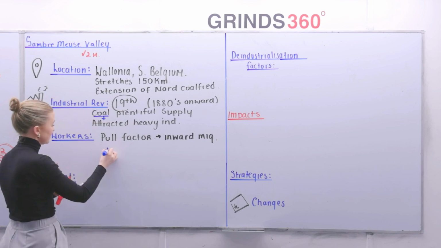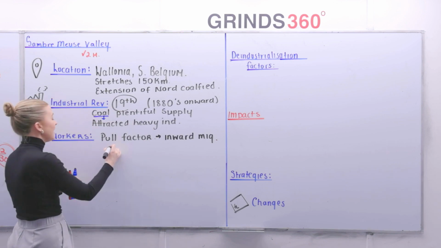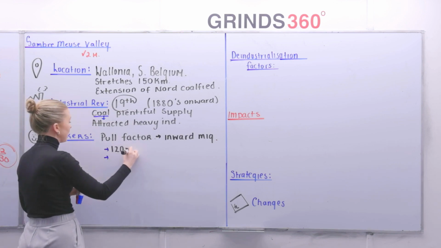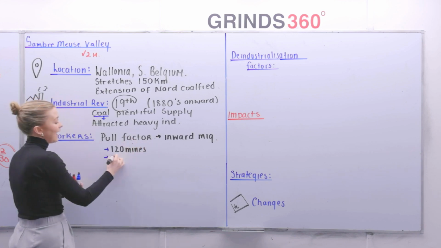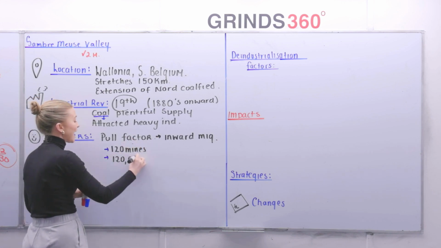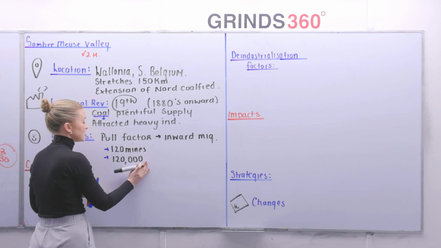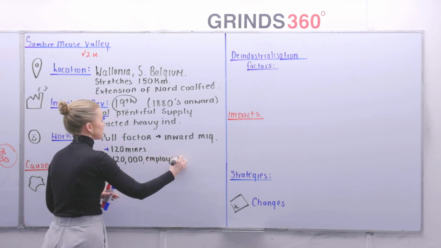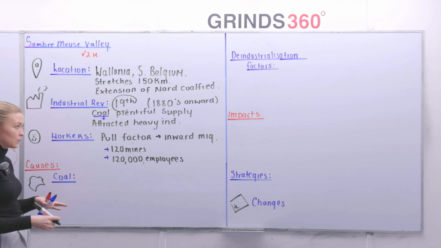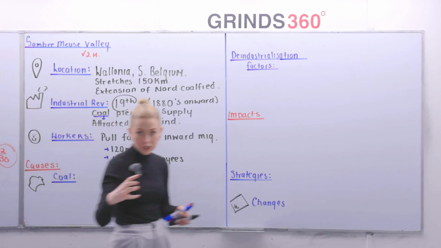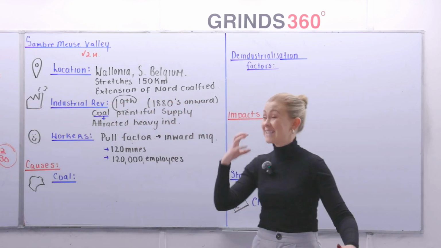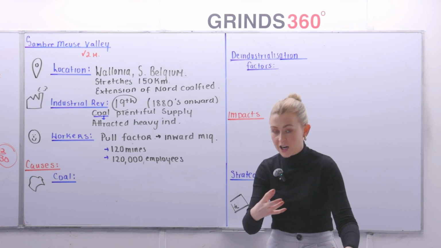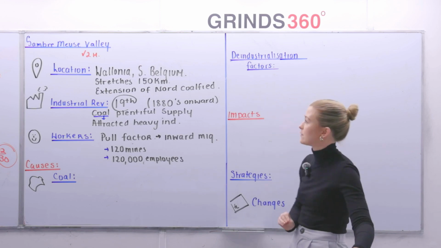At its peak, two lovely little figures in here. At its peak, there were 120 mines, and there were 120,000 employees. Employees or workers would be a nice way to say that also. So three sections, a couple of sentences here, and approximately 4 SRPs as far as there.